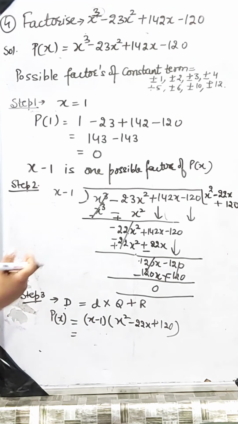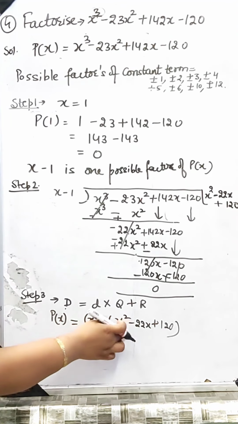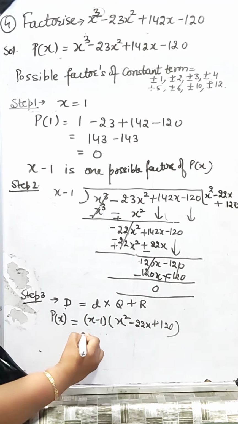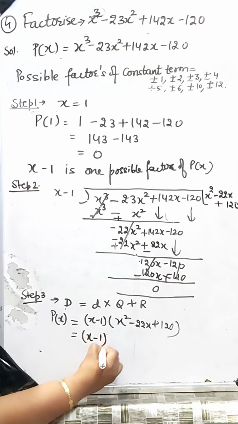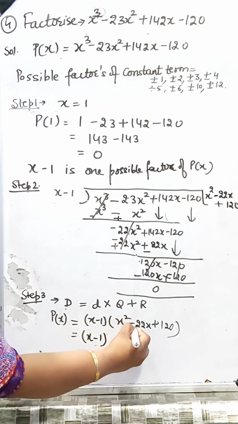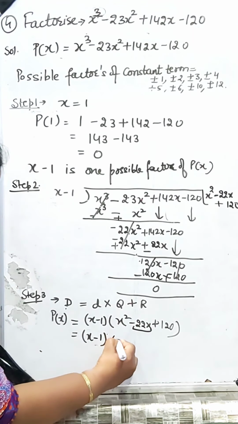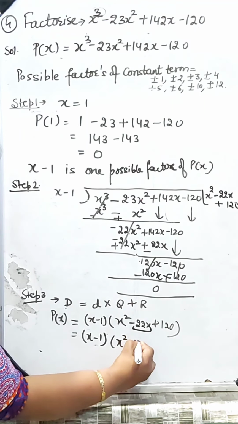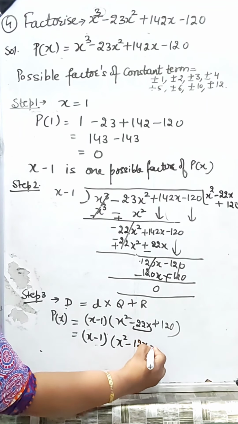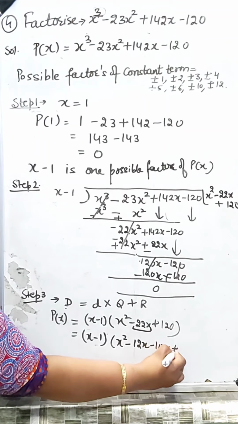Now to find the other 2 factors, we have to split this polynomial by splitting its middle term. And we know the rules of splitting the middle term. We have to split this middle term, and it splits into minus 12x minus 10x plus 120.